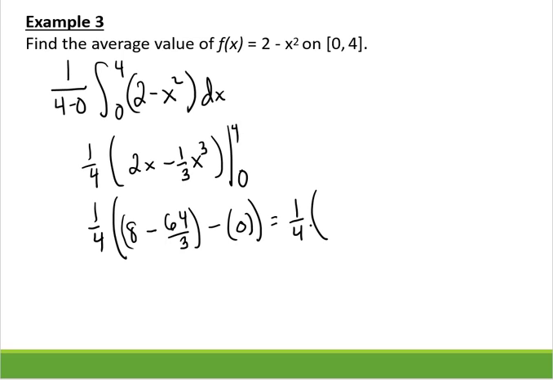Doing this in my calculator, I get negative 40 over 3, and that simplifies to negative 10/3. So I think it's interesting that our average value, the average of all the values of this function, is negative 10/3. And that is all I have for you on our fundamental theorem of calculus.